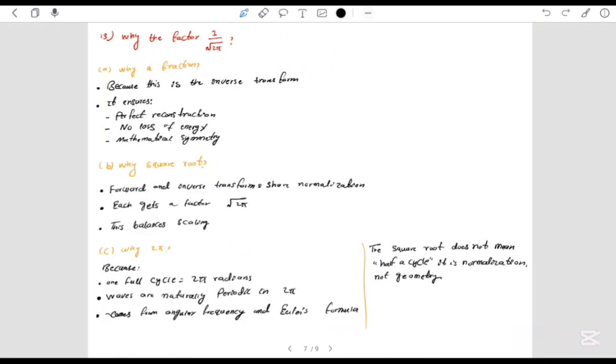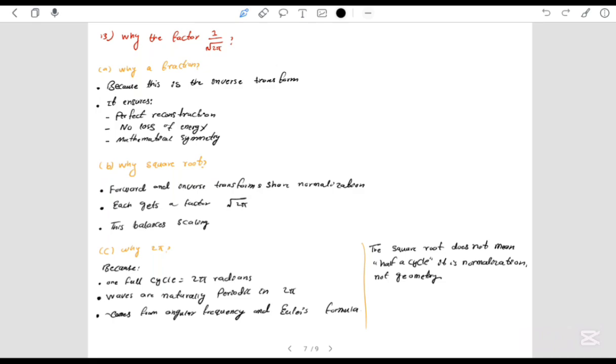Why the factor of 1 over the square root of 2 pi? First of all, why a fraction? Because this is an inverse transform. It ensures perfect reconstruction, no loss of energy, mathematical symmetry. Why the square root? This is also important. The forward and inverse transforms share normalization. If you don't know about normalization, you can search about it; it's a concept that mostly appears in quantum mechanics.